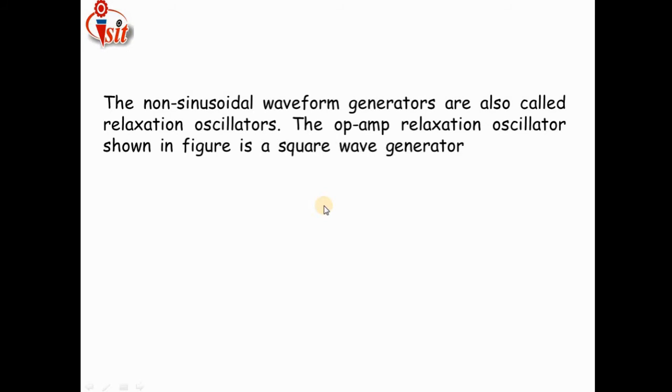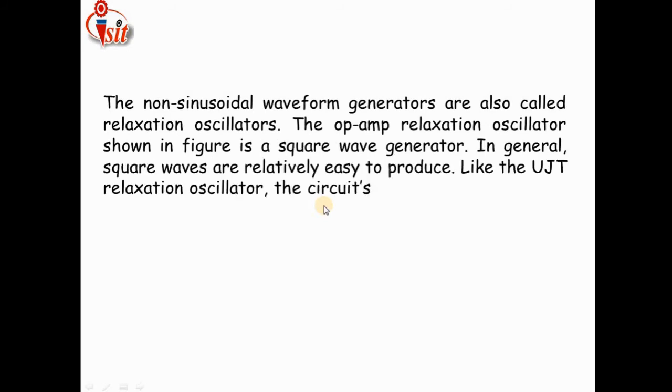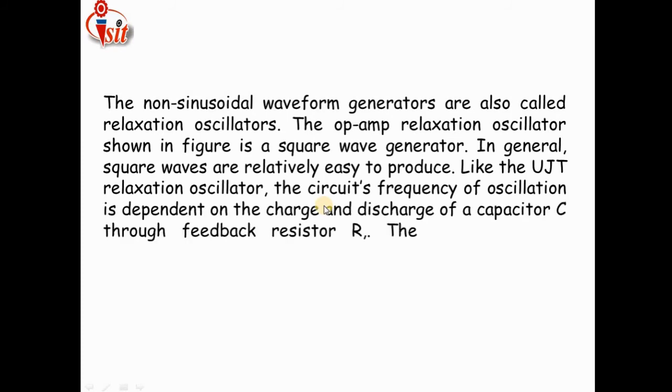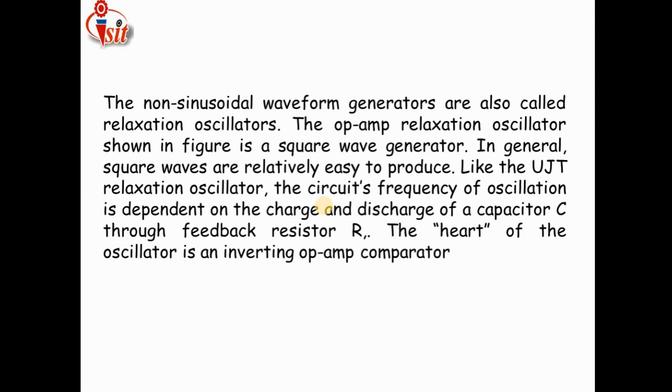The non-sinusoidal waveform generators are also called relaxation oscillators. That means whatever signals are generated by an oscillator circuit other than a sinusoidal signal, that type of oscillator circuit is called a relaxation oscillator. The op-amp relaxation oscillator shown in the figure is a square wave generator. In general, square waves are relatively easy to produce.